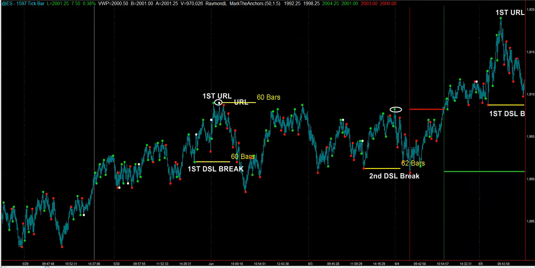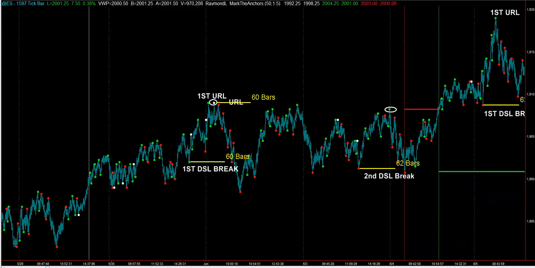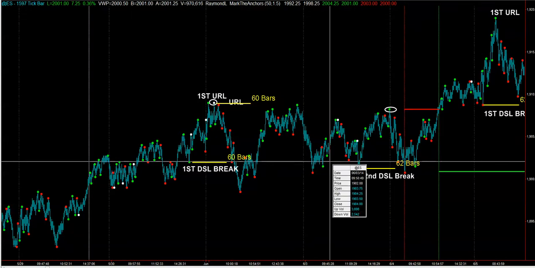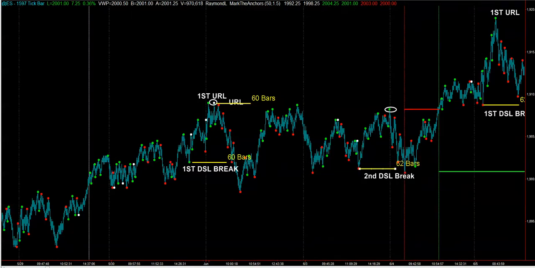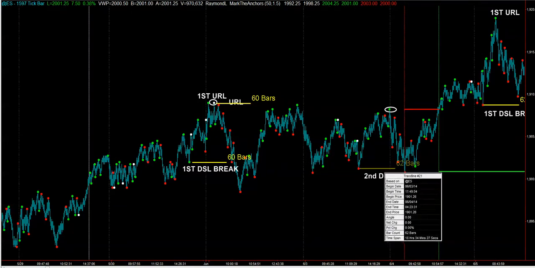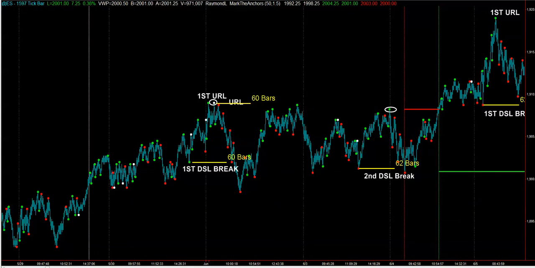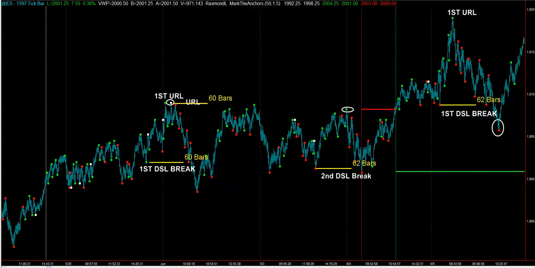And what happens is we have a URL form over here, and we have a DSL form here. By the time we have the first DSL, we're looking for a second one to be broken and to be lower, and that happens here. This DSL forms all the way to the right here, and one close below it over there prompts us to get into a bearish position, which I will draw for you now.